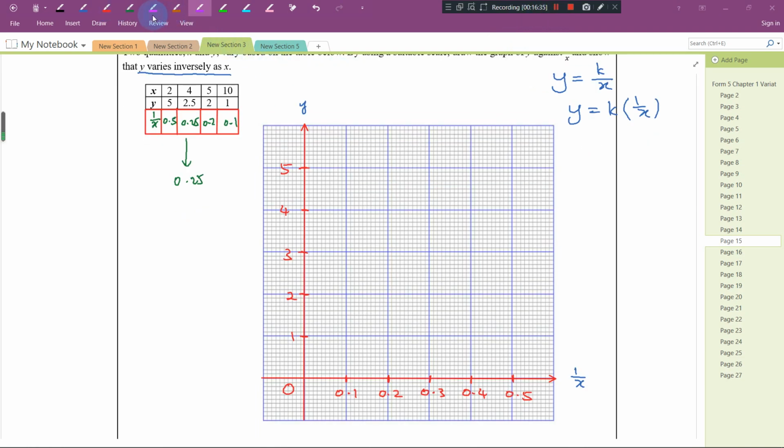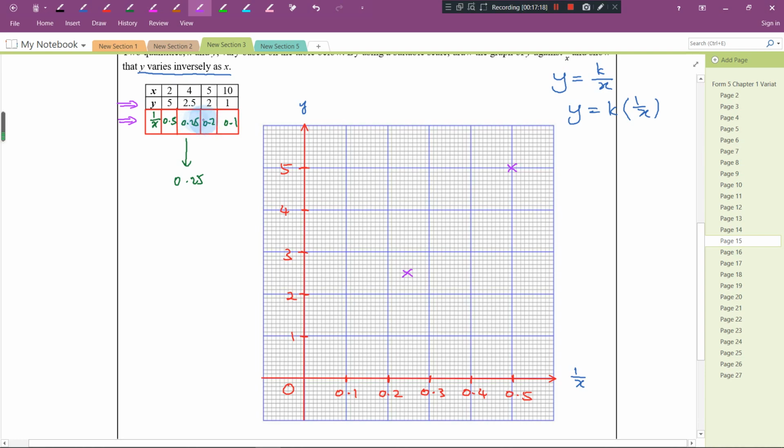Okay, so now we have to focus on y and 1 over x. Just forget about the x here. When the value of 1 over x is 0.5, the value of y is equal to 5, right? So we make a cross over here. When the value of 1 over x is equal to 0.25, the value of y is 2.5. Somewhere around here. Let me calculate. 1, 2, 3, 4, 5. Okay, 0.25, 2.5. Correct.